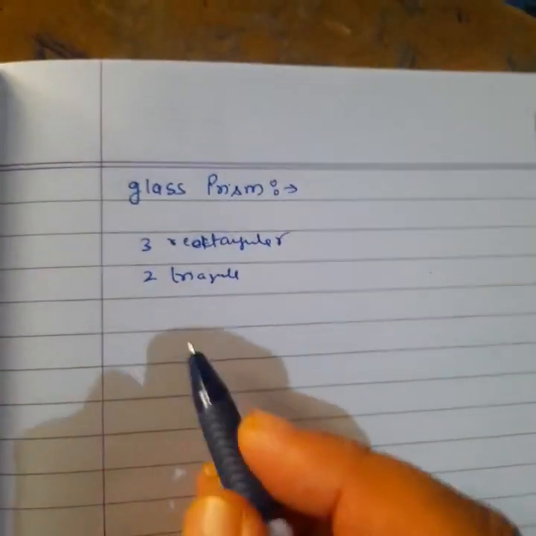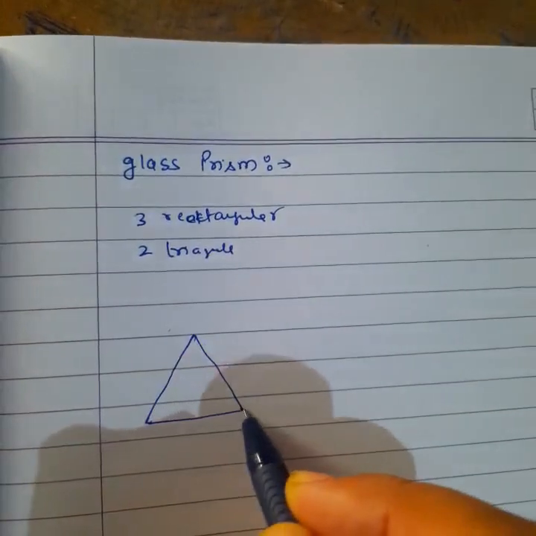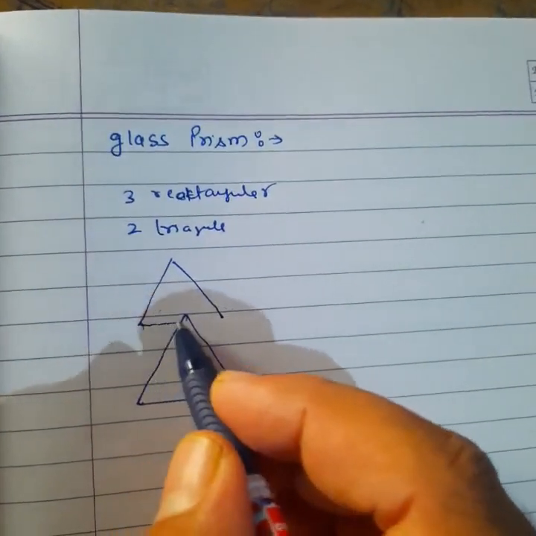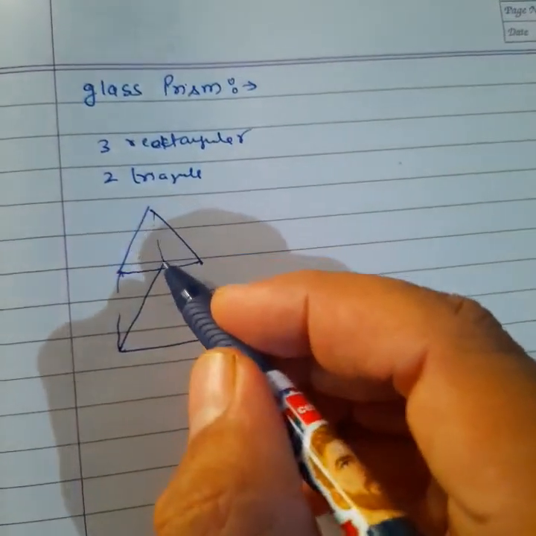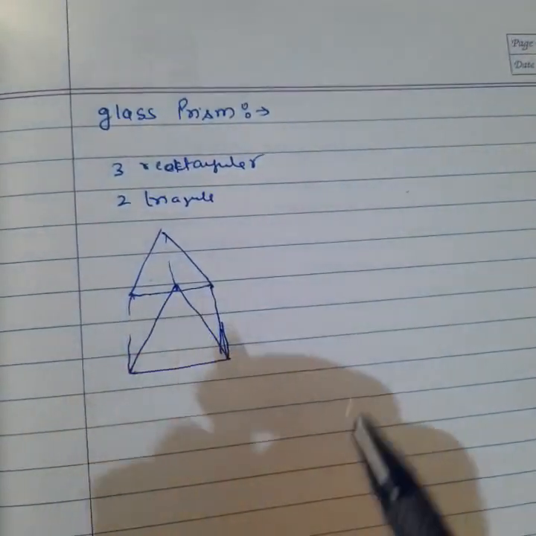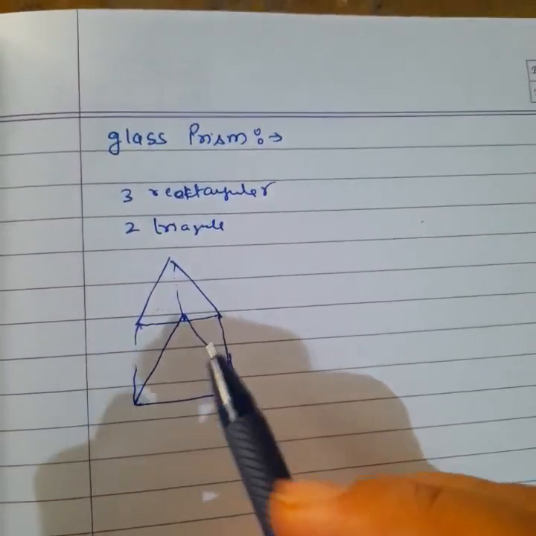Clear? So simply we can draw it normally. We can say this is the front face of the prism and this is the back face of the prism, same like it. Say yes or no. We will join both sides here, this side and this side. Clear? So you can see in this case we have three rectangular surfaces.